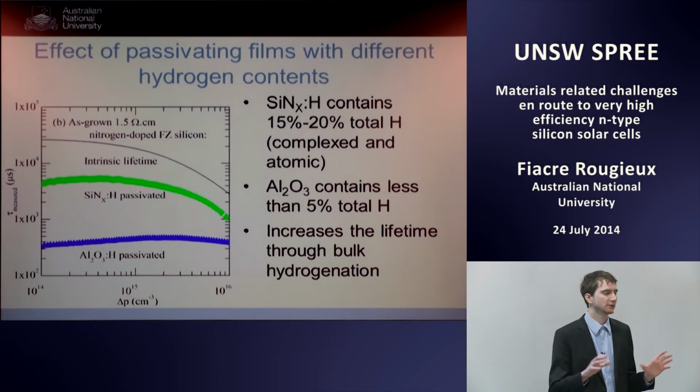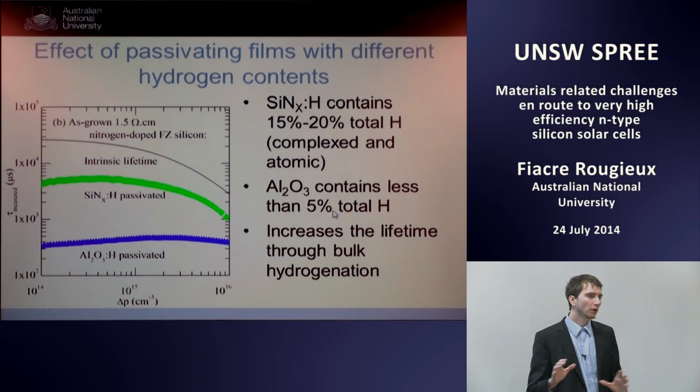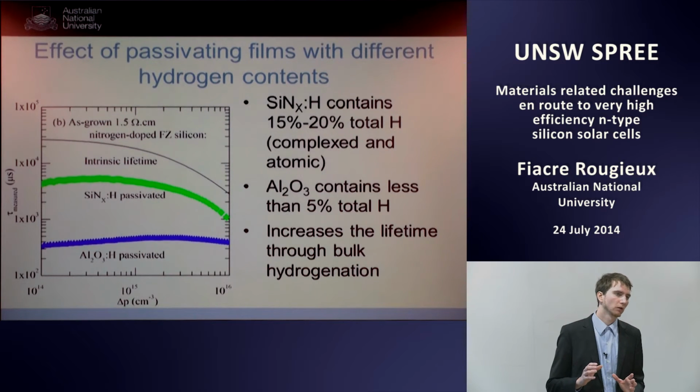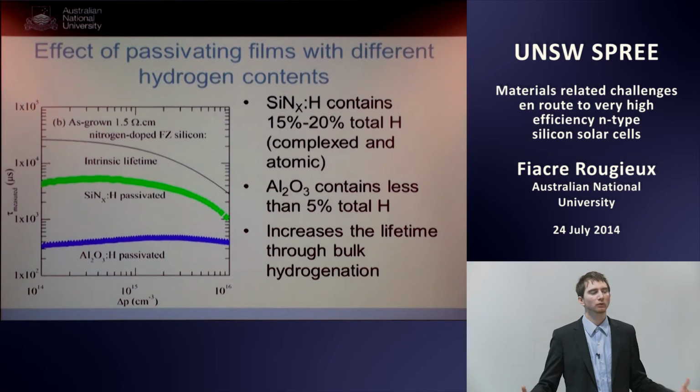But yeah, we know that the total hydrogen content of silicon nitride is 15 to 20%. So that's complex and atomic hydrogen, whereas it's less than 5% for aluminum oxide. So potentially the lower hydrogen content of aluminum oxide, or the lower atomic hydrogen content of aluminum oxide, leads to less bulk hydrogenation, and that's what we think happens here.